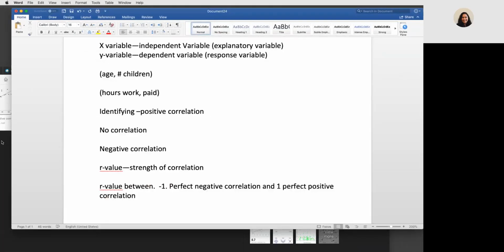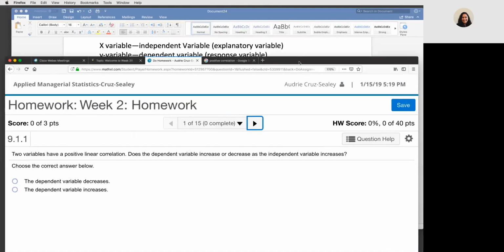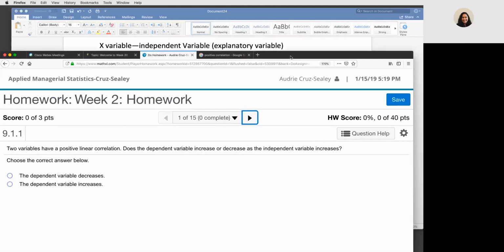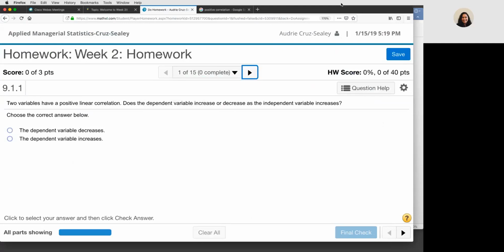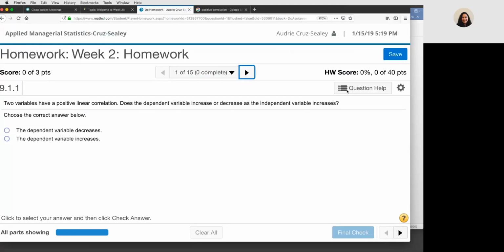So let's look at the homework. The first one says, 2 variables have a positive linear correlation. Does the dependent variable increase or decrease as the independent variable increases? If it's a positive correlation, as you go to the right, which means your independent variable is increasing, what's going to happen to your dependent variable? Is it going to decrease or increase? Increase? Okay, yes. So it's going to increase.